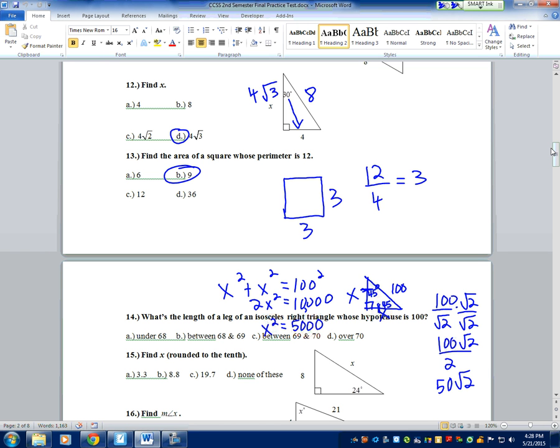So you could either do the square root of 5,000, or you could do 100 divided by root 2, or you could do 50 times root 2. What do you get? D. I got 70.71, which is over 70. Good. Yeah. Answer choice D.